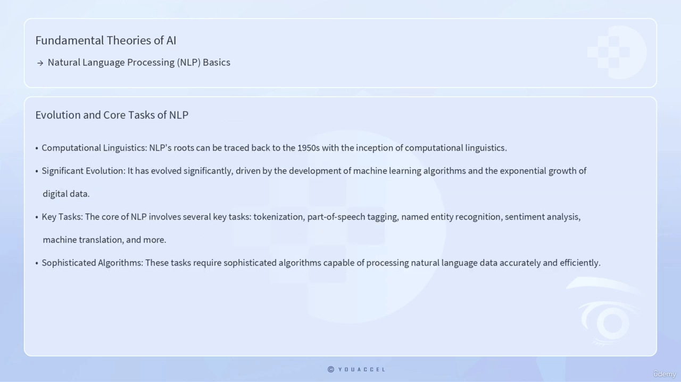NLP's roots can be traced back to the 1950s with the inception of computational linguistics. Since then, it has evolved significantly, driven by the development of machine learning algorithms and the exponential growth of digital data. The core of NLP involves several key tasks: tokenization, part-of-speech tagging, named entity recognition, sentiment analysis, machine translation, and more. These tasks require sophisticated algorithms capable of processing natural language data accurately and efficiently.